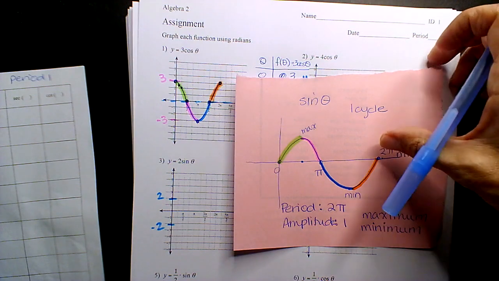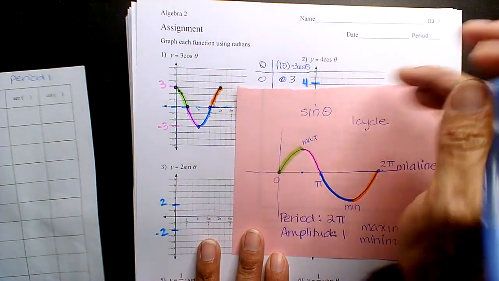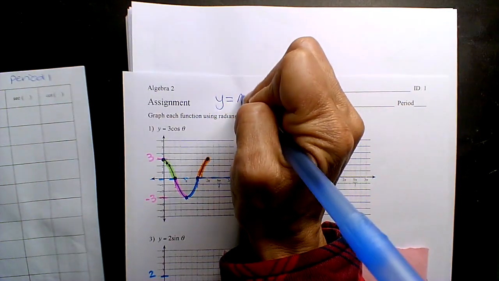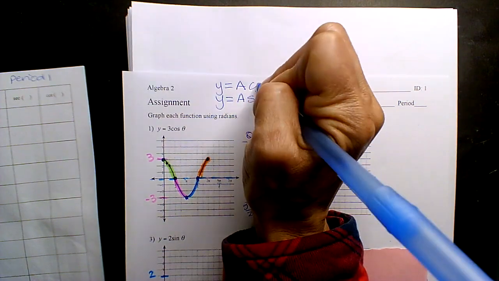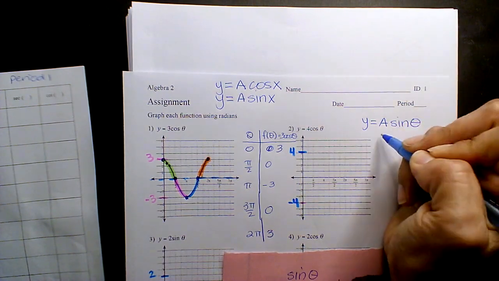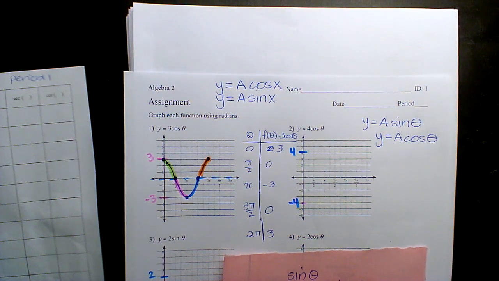Okay, so you guys did this yesterday. It was just amplitude. And amplitude, they give it the letter A. So if they give you y equals A sine x, or y equals A cosine x, or they can call it theta, that A is amplitude. Okay? That's your max, that's your min. So if it's 5, you're going 5 to negative 5. If it's 1, you don't see it, it's 1 to negative 1. That's what you guys did yesterday with this sheet.